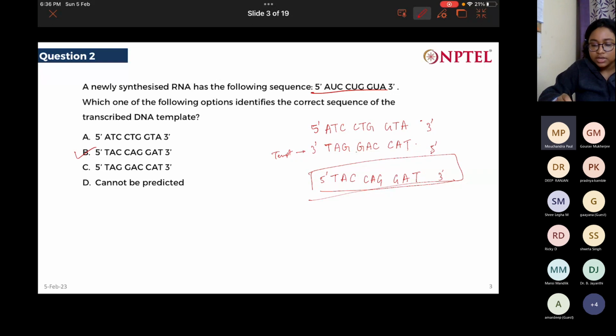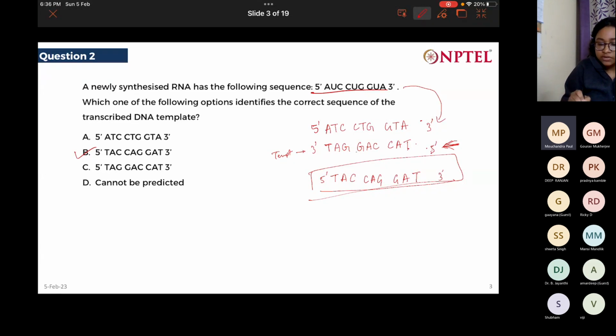So this is the mRNA sequence. I've converted it into the DNA sequence by changing uracil to thymine. Then, using the complementary base pairing rule, I have obtained the DNA sequence of the template. This is the DNA sequence of the template. Then change the direction. Since the options are written in the 5' to 3' direction, you have to write starting from 5' T A C. In this way you can determine the answer. Option B is the answer here.